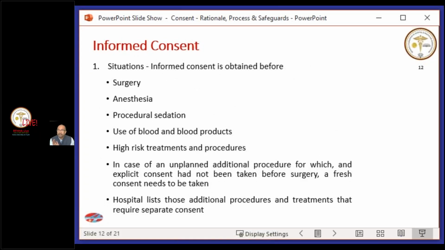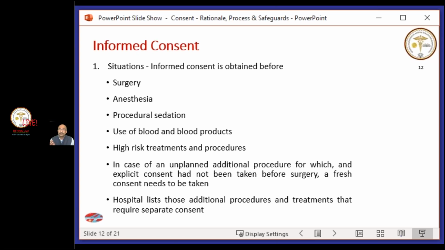So coming on to the informed consent. These are the situations where the consent is necessary: for any surgery, for every anesthesia, for procedural sedation, for use of blood or blood products, for high-risk treatments and procedures. In case of an unplanned additional procedure for which explicit consent had not been taken before the surgery, a fresh consent needs to be taken. As we have seen earlier, the exception is only in situations where a delay will be unreasonable. That means a delay cannot be allowed to happen just to meet the requirement of a consent, or there is an emergent situation. In those situations, additional consent is not necessary.